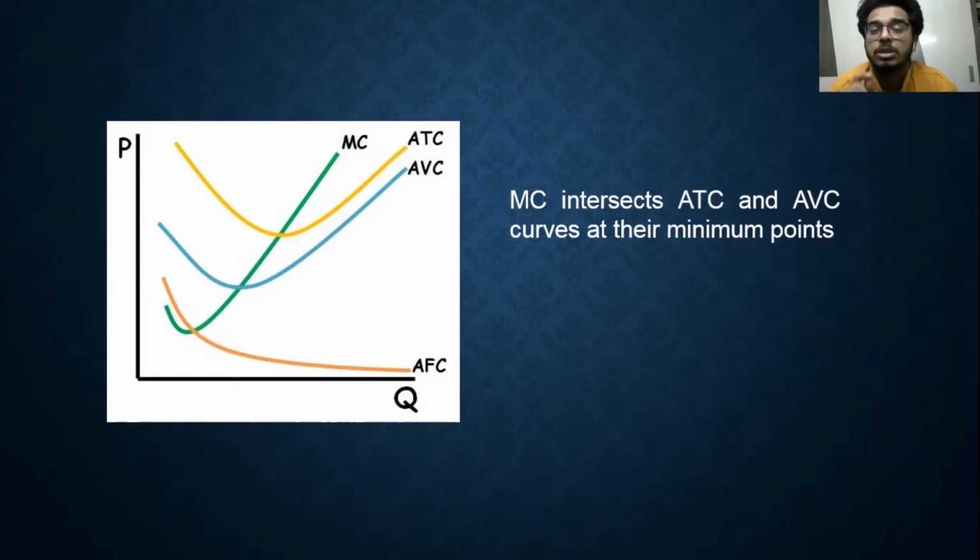And the most important point over here is that the marginal cost curve will intersect both the ATC and AVC, or pass through both the ATC and AVC, at their minimum point.